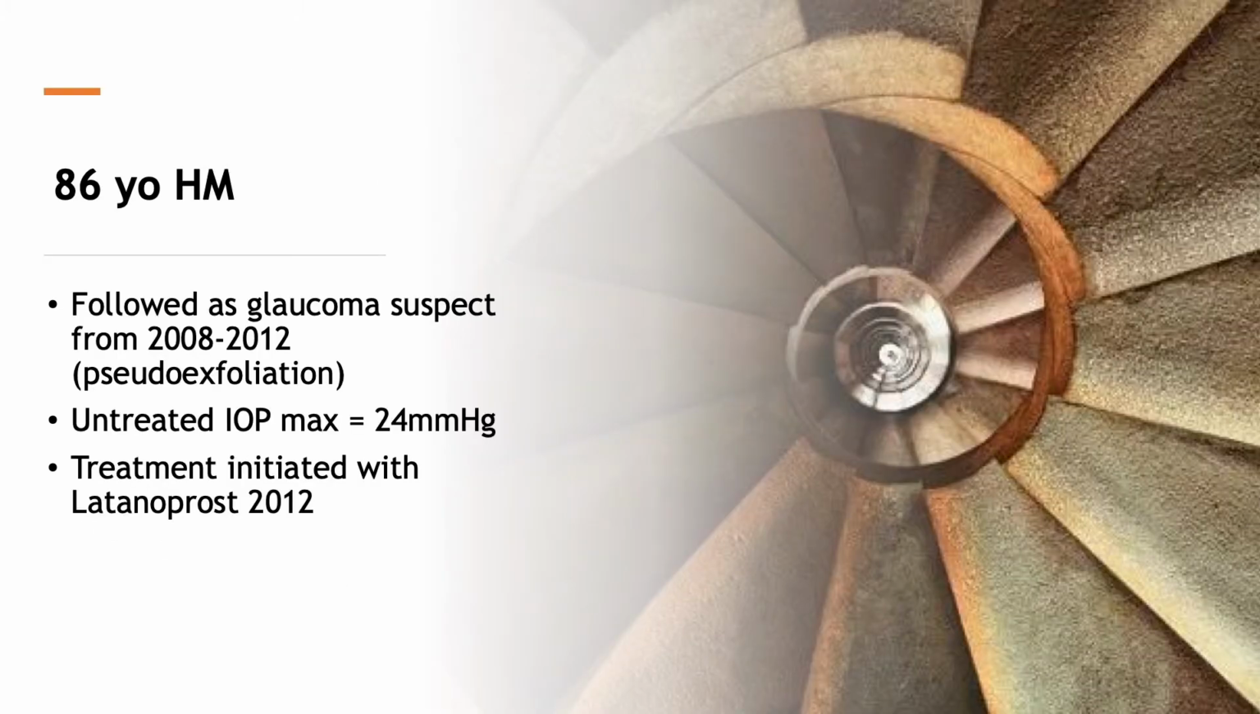An 86-year-old Hispanic male followed as a glaucoma suspect from 2008 to 2012 due to the presence of pseudoexfoliation in both eyes. Now, initially in 2008 and through about 2011, his intraocular pressure was normal. In fact, it was in the 14 to 16 range, maybe 17 on occasion. We were just following him with serial visual fields, OCTs, and pressure readings.